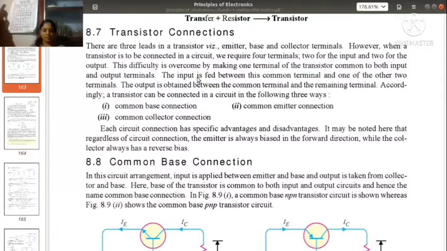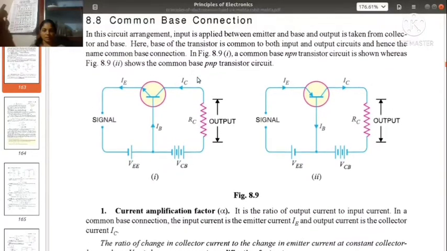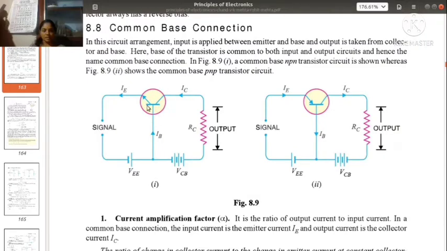So we will know about what these configurations are. The first one is common base connection. In this picture, this is the emitter, this is the collector and this is the base. This is an NPN transistor and here it is a PNP transistor. You can recognize it by noticing the direction of the arrow. Here you can see that the base is connected common to both emitter and collector.